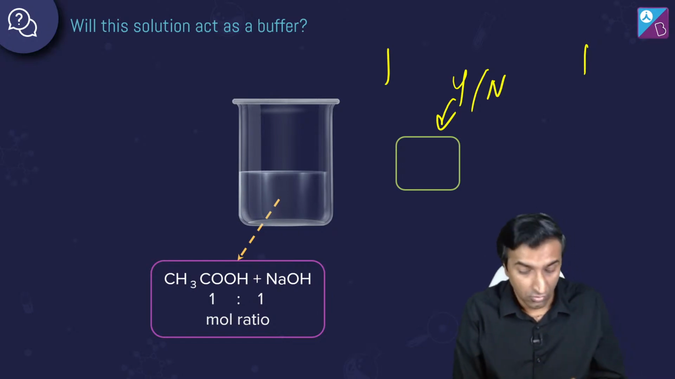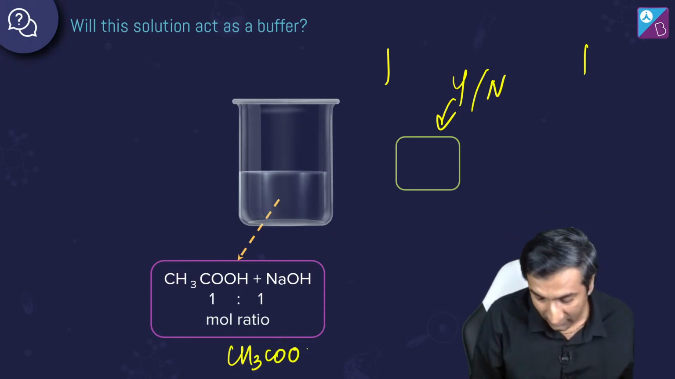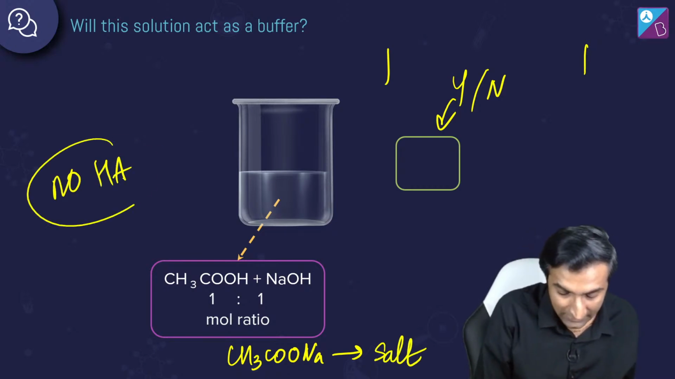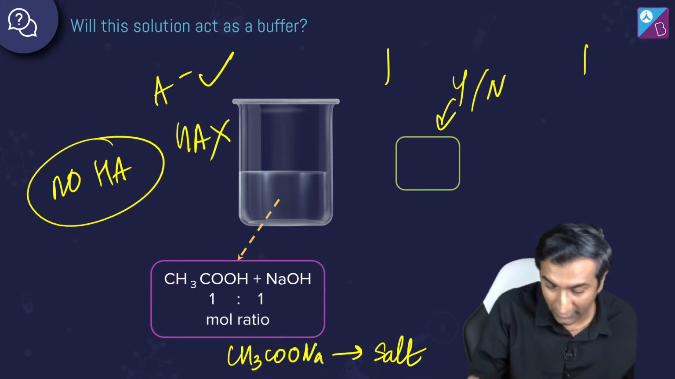देखो, what happens when you make these two things react? When you make both of these things react, what you have is CH3COONa. Now this is only the salt. There is no HA. Okay. So if there is A minus, yes. HA, no.